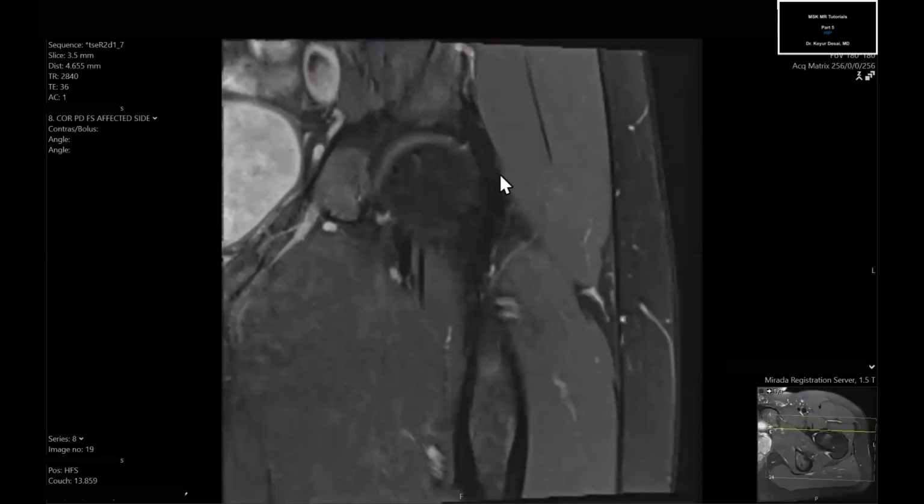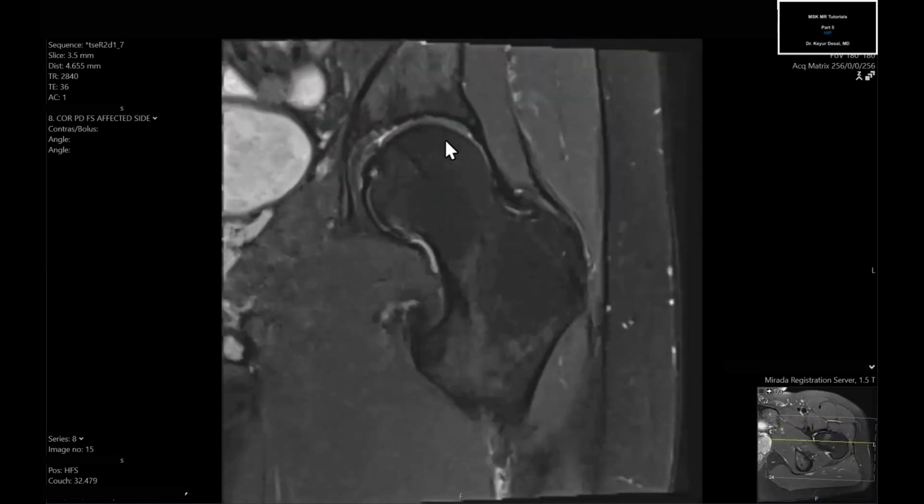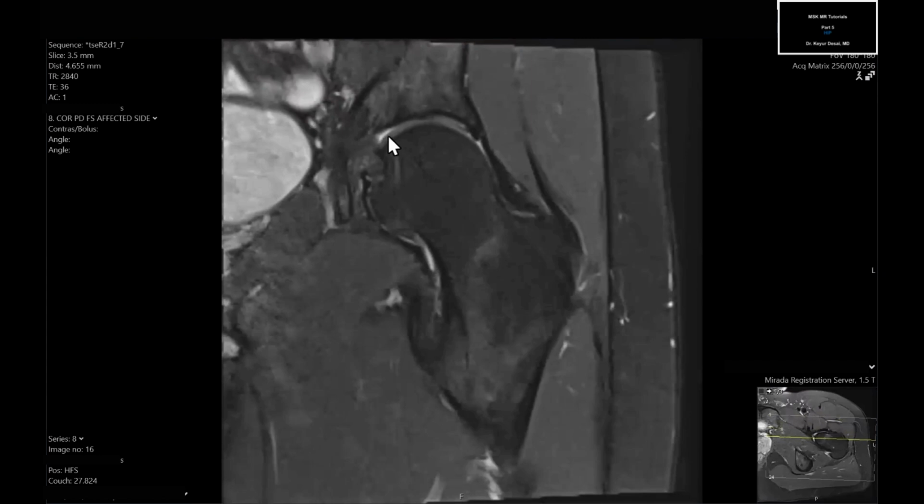And then usually what I like using the coronal for, this is a more conventional way to look at the hip straight on as if you were looking at a radiograph to see the degree of how much cartilage loss is there. Is there a lot of osteophytosis? Is there prominent subchondral cystic change or marrow edema?